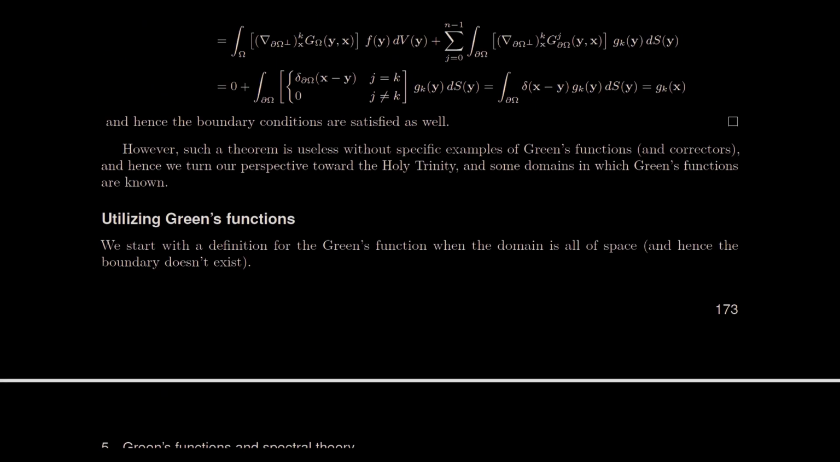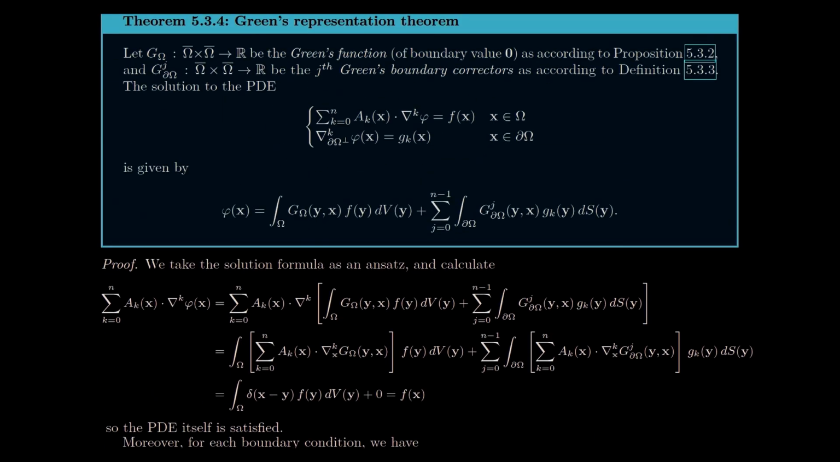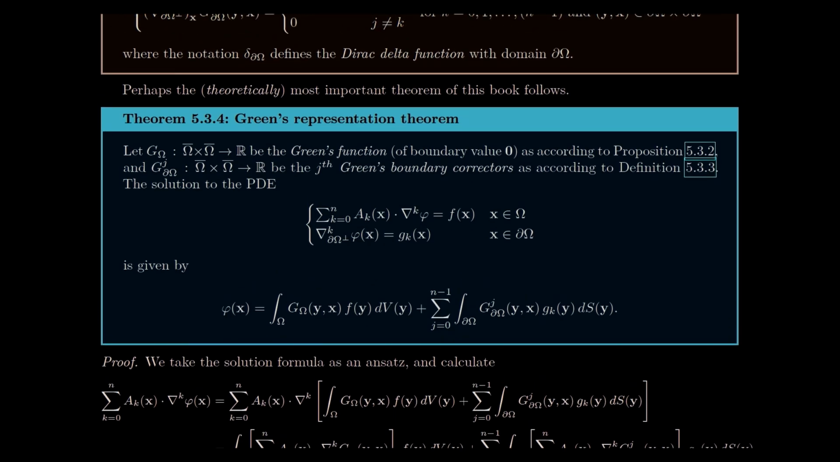So in the previous section, we covered the theory behind Green's functions, and we culminated in Green's representation theorem, which was a way of finding the solution to really any linear PDE, so long as we know the Green's function of boundary value 0 and all of its boundary correctors. I want to remind you really quick that there's still a typo here. That should be GJ, not GK.